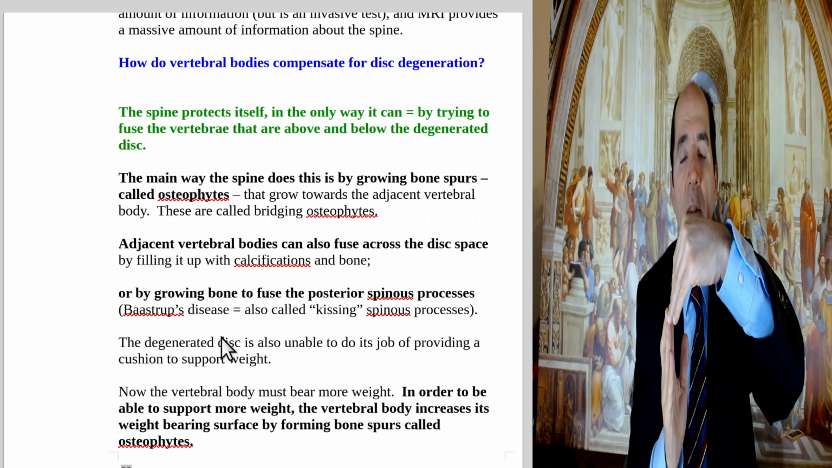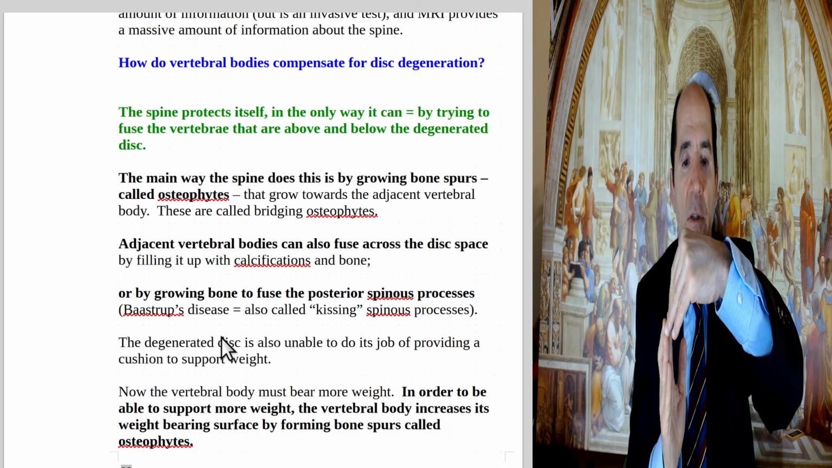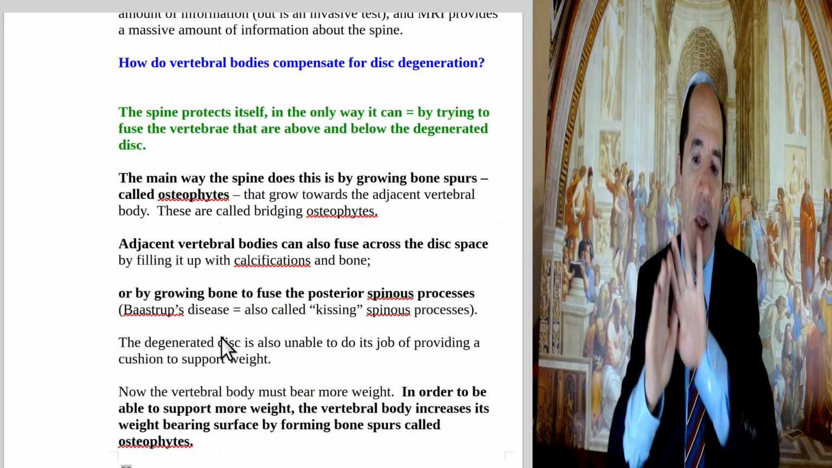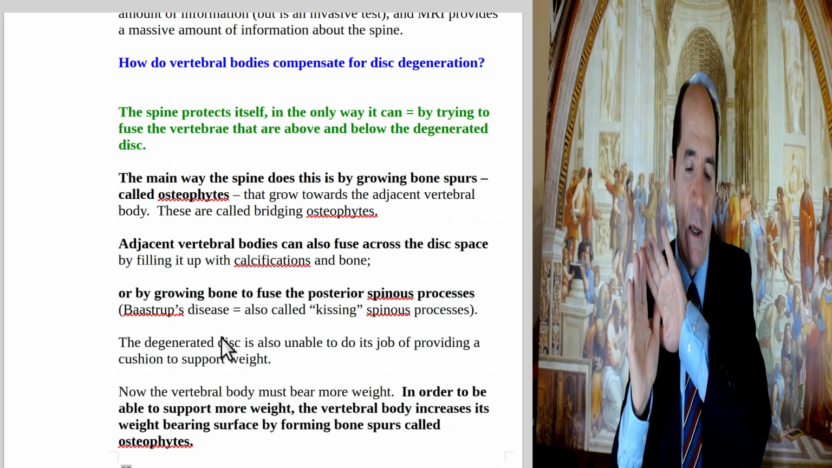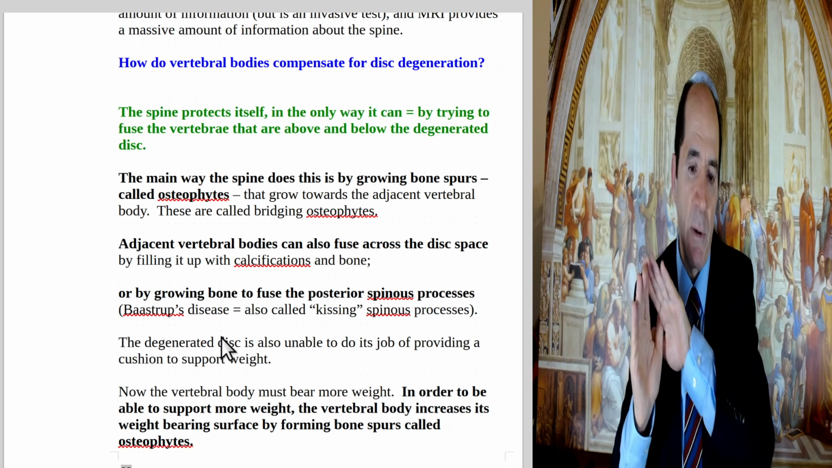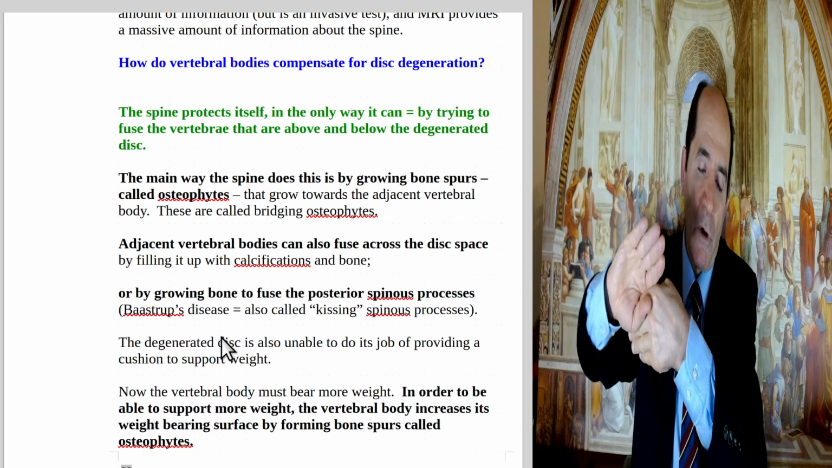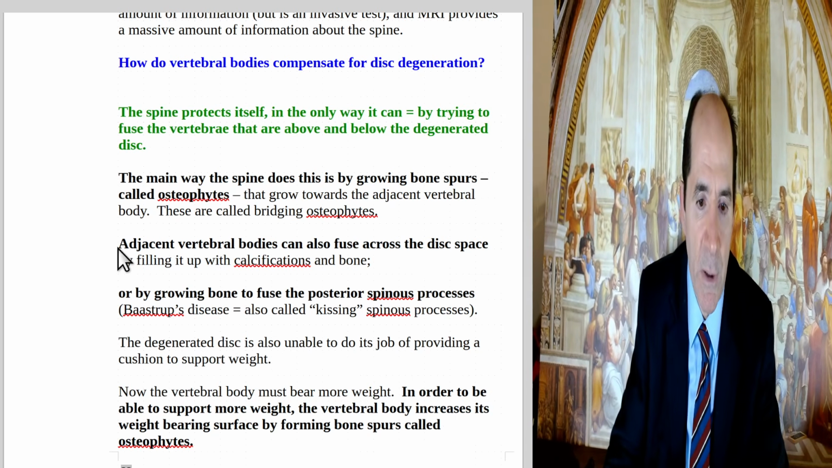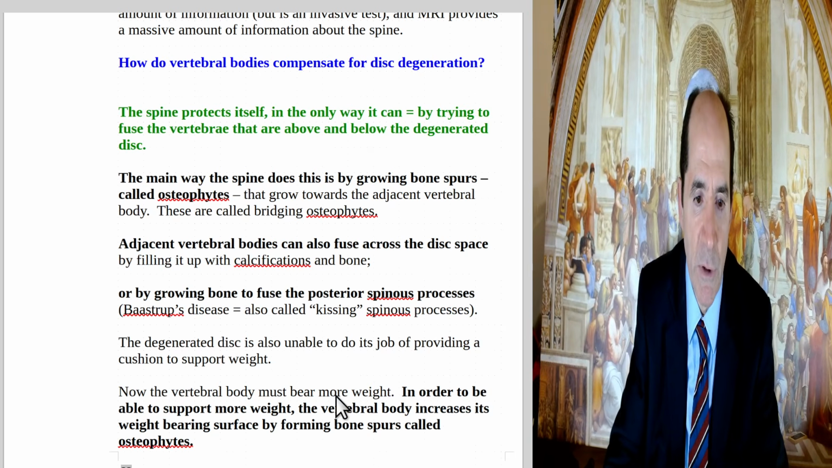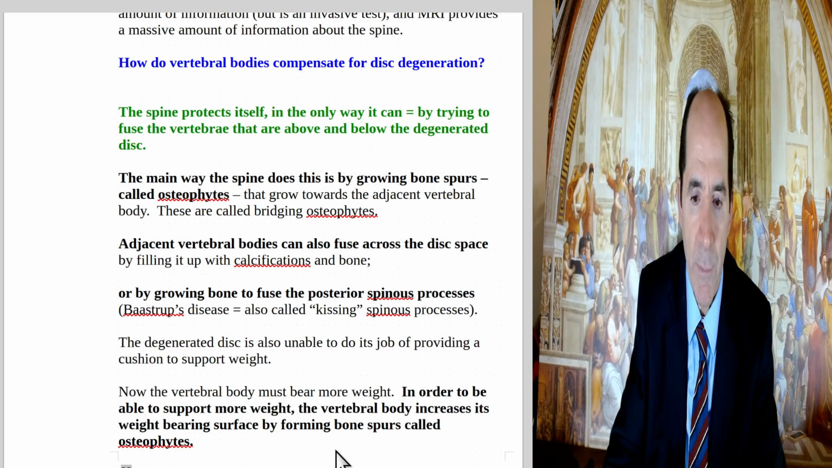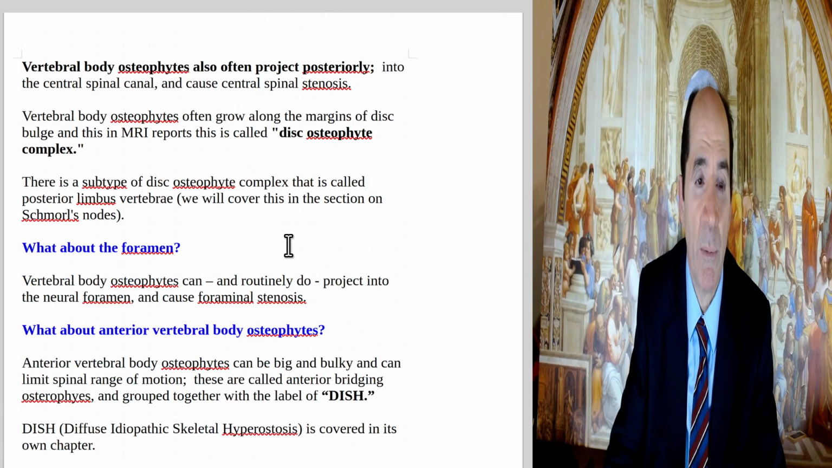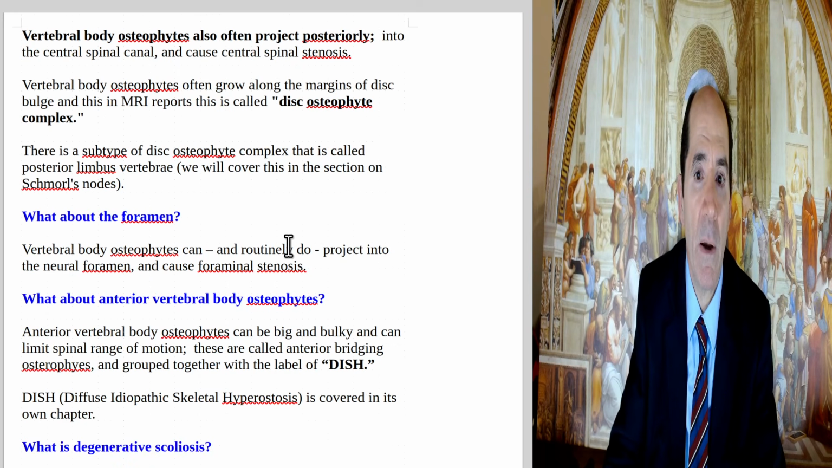They can fuse on the back of the disc space, that's called OPLL, ossification of the posterior longitudinal ligament. They can fuse all the way in the back of the spinal canal, ossification of the ligamentum flavum. They can fuse across the spinous processes, and that's called Baastrup's disease. Okay, those are the ways the spine can fuse itself. And the bone spurs not only fuse the segmental instability, they increase the weight-bearing surface of the vertebral body. Okay.